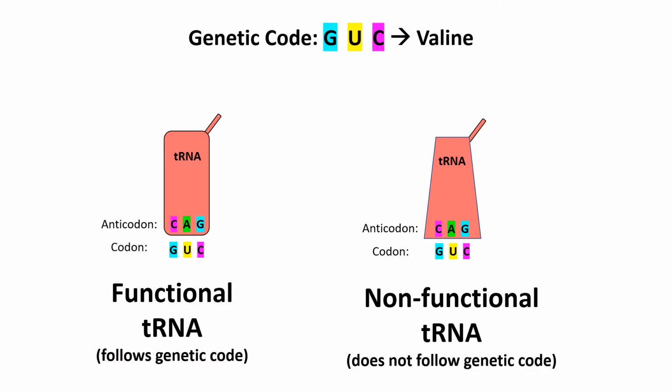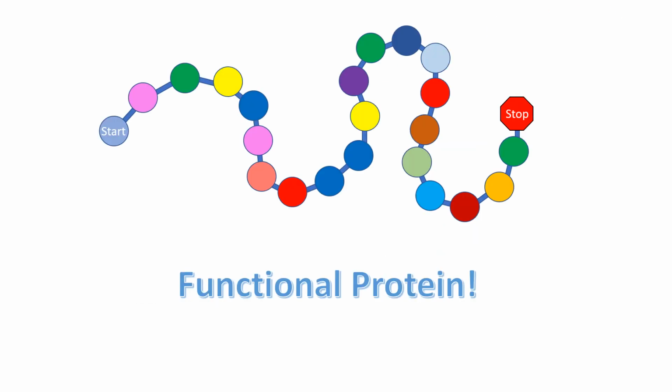But what if there was a problem with the tRNA that caused it not to follow the genetic code? For example, what if proline attached to a tRNA molecule with a nucleotide sequence that was supposed to code for valine? Well, during polypeptide synthesis, anywhere there was supposed to be a valine will now be a proline. This could result in a non-functional protein.